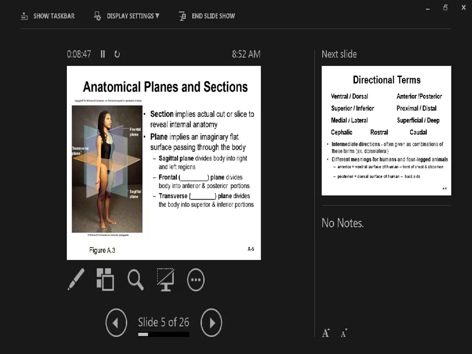Directional terms we're about to go to: anterior, posterior, superior, and inferior. You really need to be familiar with those directional terms. I think I put quite a few on your exam. I'll probably give you a written quiz on those directional terms.